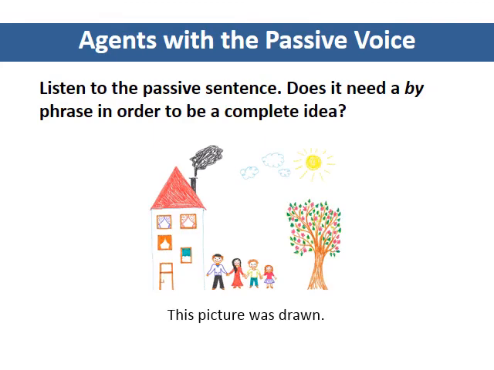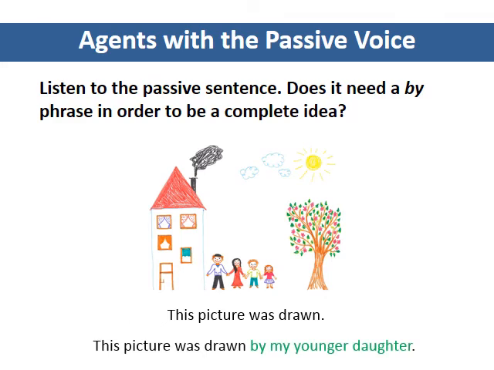This picture was drawn. This sentence is also incomplete. The agent is not obvious because almost anyone can draw a picture. We do not know who drew the picture, so we need to include the by phrase in order to make the meaning complete.